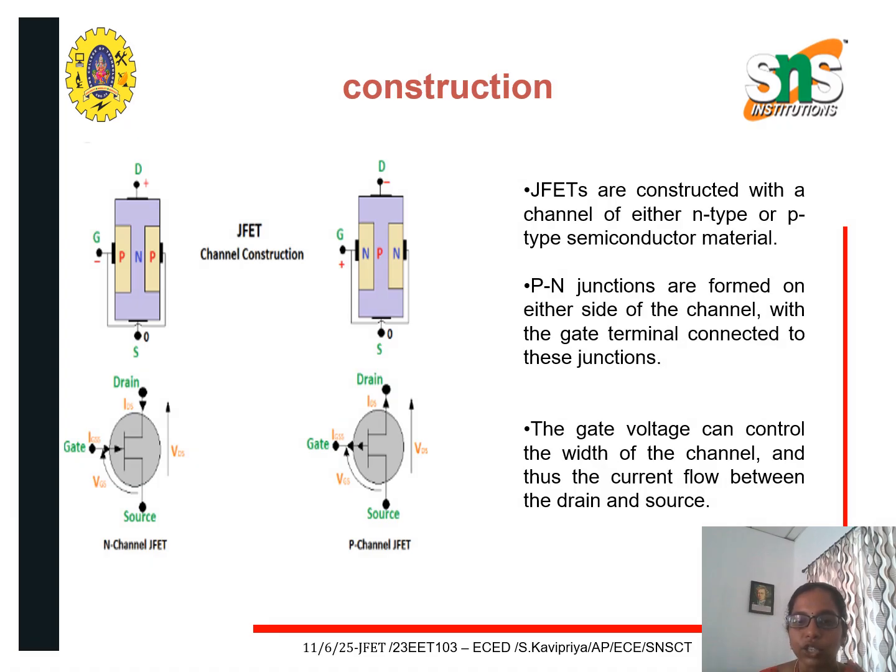And this is the construction of JFET. In case of JFET, there are two types of configurations available. One is N type and another one is P type: N channel JFET and P channel JFET. In case of the N channel, the channel is made up of N-type material and will have two PN junctions, and the gate terminal will be taken from the P-type material. In case of P-channel JFET, the channel is made up of P-type semiconductor material, two PN junctions will be there, and the gate terminal will be taken out from the N-type semiconductor material.